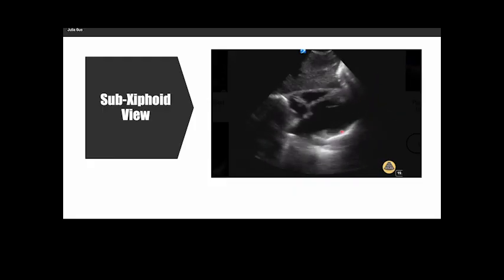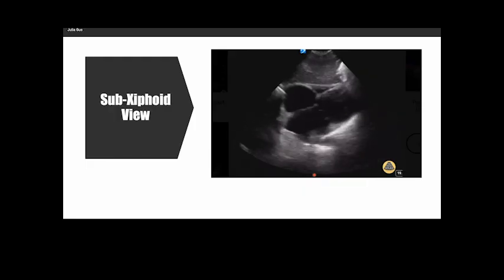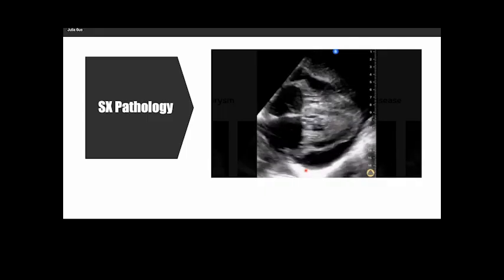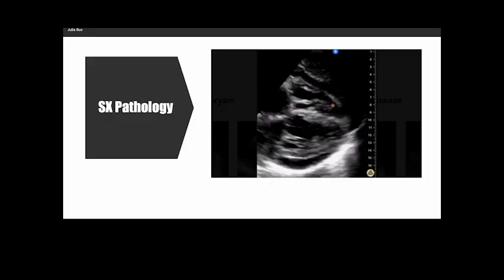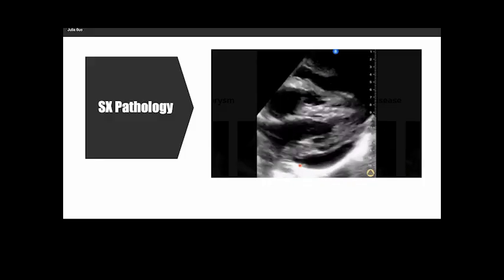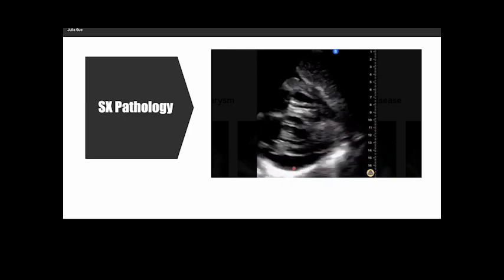Okay, again, the pericardium is hyperechoic. See that? Okay, how about now? What do you see? So this anechoic stripe all around the heart. Yeah, so this is concerning for a pericardial effusion.